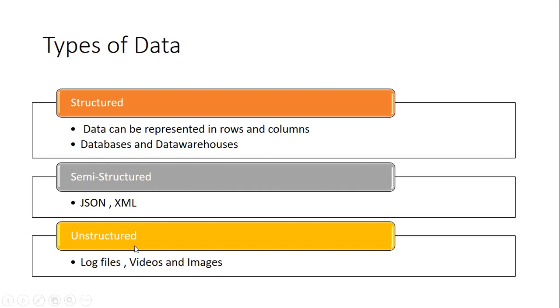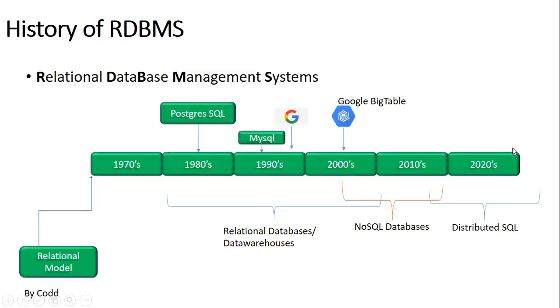And for unstructured data, which is really not having any pattern or any kind of representation, that is essentially unstructured data. So log files, videos, and images would fall under unstructured data. So these are the three types of data that we can come across. And broadly, this is how data is classified in the industry as well. So when we talk about types of data, structured, semi-structured, and unstructured are three types of data that are very important in the industry as well.